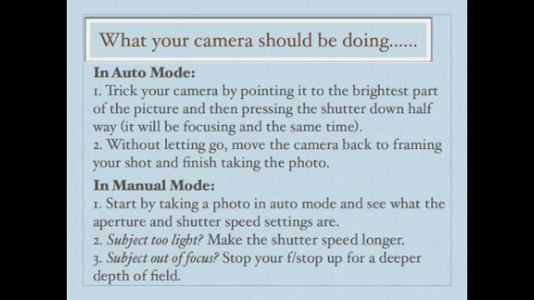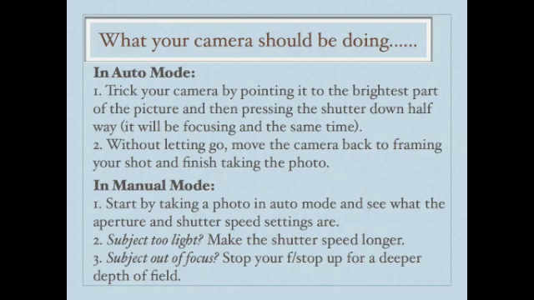So now let's talk a little bit about what your camera should be doing for this type of photography. Well, if you're going to be shooting in auto mode, you're going to have to trick your camera a little bit. Most of our modern digital cameras have really great metering systems in them, and they are really good at sensing how much light an image needs to be well lit. That's what they're designed to do. So you're going to have to trick your camera a little, and here's how you do it.